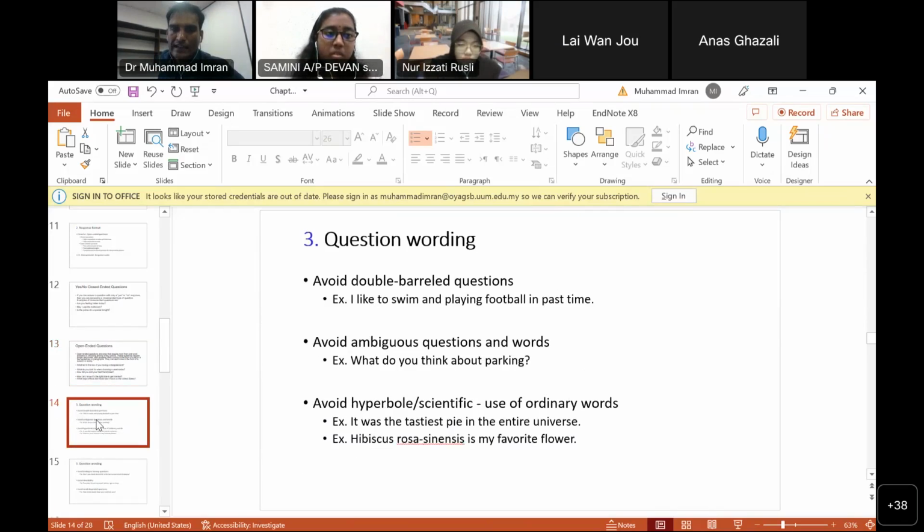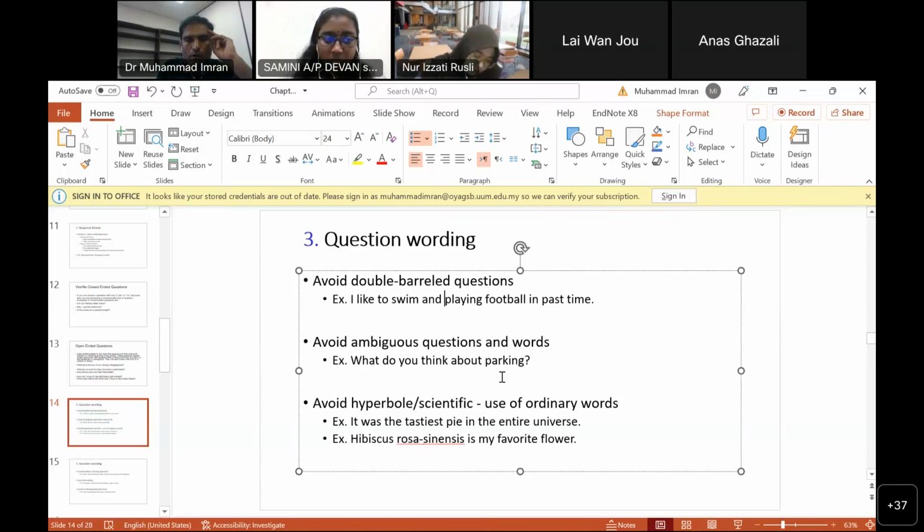For example: "I like to swim and playing football in pastime." This is a double-barreled question. How? Listen, we cannot get a response about two things in one sentence. Like, "I like to swim" might be one question, and "I'm going to play football in pastime" would be another. You cannot ask two questions in one sentence. This is a double-barreled question. Understand?